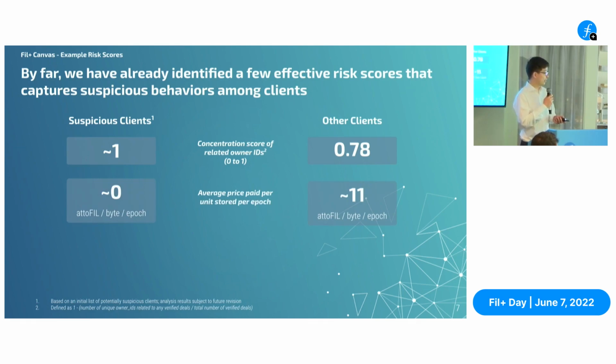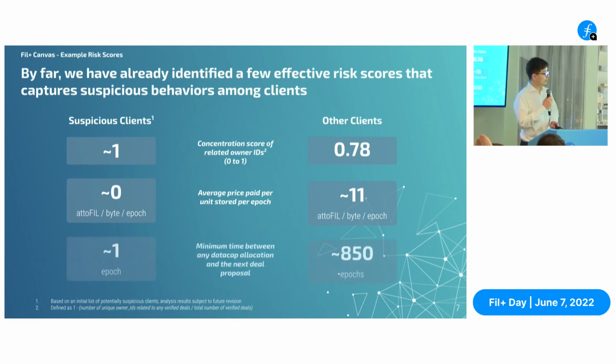Another interesting thing is average price paid per unit stored per epoch. It's also very interesting to observe that among suspicious clients, this is 0, versus other clients, it's 11. We believe this makes conceptual sense, because suspicious clients don't really have the incentive to pay for the deals.